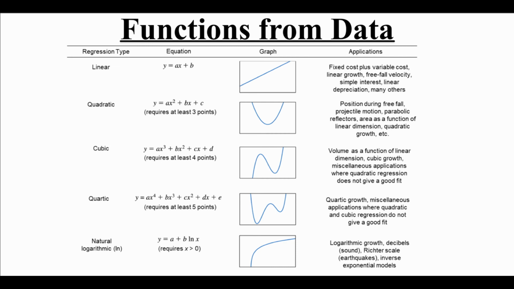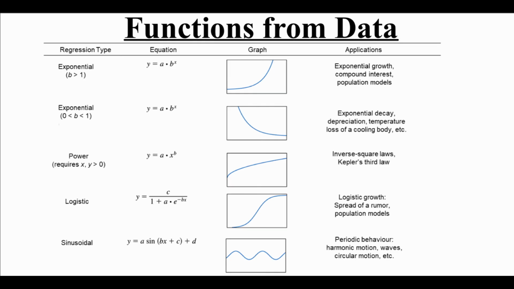We've also got quartic regression. We've got natural logarithmic regression. Natural logs we see show up a lot with logarithmic growth or decibels or things involving the Richter scale. A few more in here.